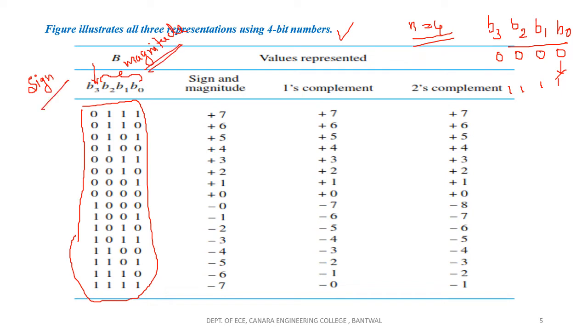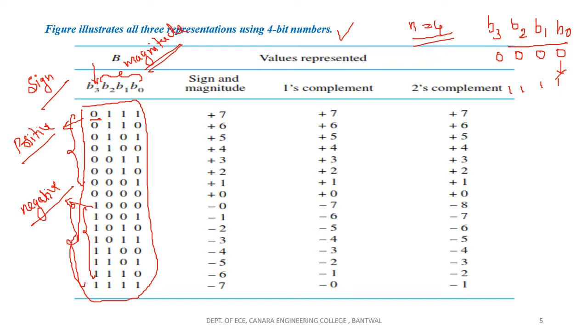As I said in the previous slide, if the MSB is 0, the number is positive, and if the MSB is 1, then it represents a negative number. So we have positive numbers and negative numbers. See here, 0000 is 0. Since the sign bit is 0, it becomes plus 0. And 0001 means it is 1.